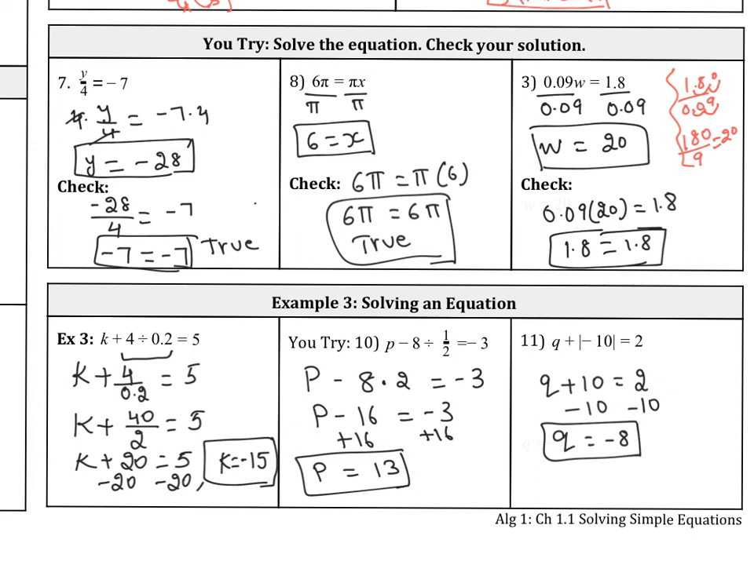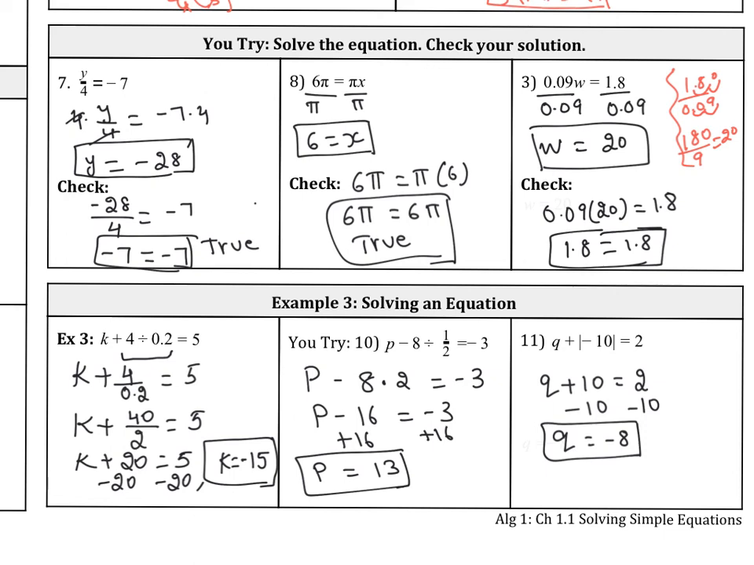Now number 10. So 8 divided by 1 over 2. Whenever you have a division sign, you change the division into multiplication and flip this fraction. So the flip of 1 over 2 would be 2. So P minus 8 times 2, which is 16. And then you want to get the P by itself, so add 16 on both sides. So P is equal to 13.